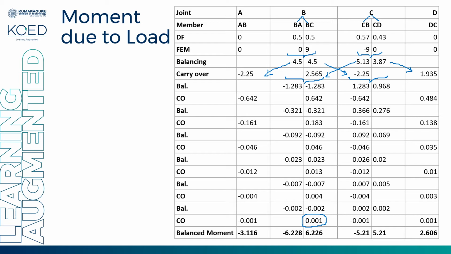Then I will add up all the moments from my fixed end moment. From this line, I will add up all the moments until the last row. At the last row, you can see that the moments are actually balanced. At B, it is much closer to 0, and at C, it is actually 0.